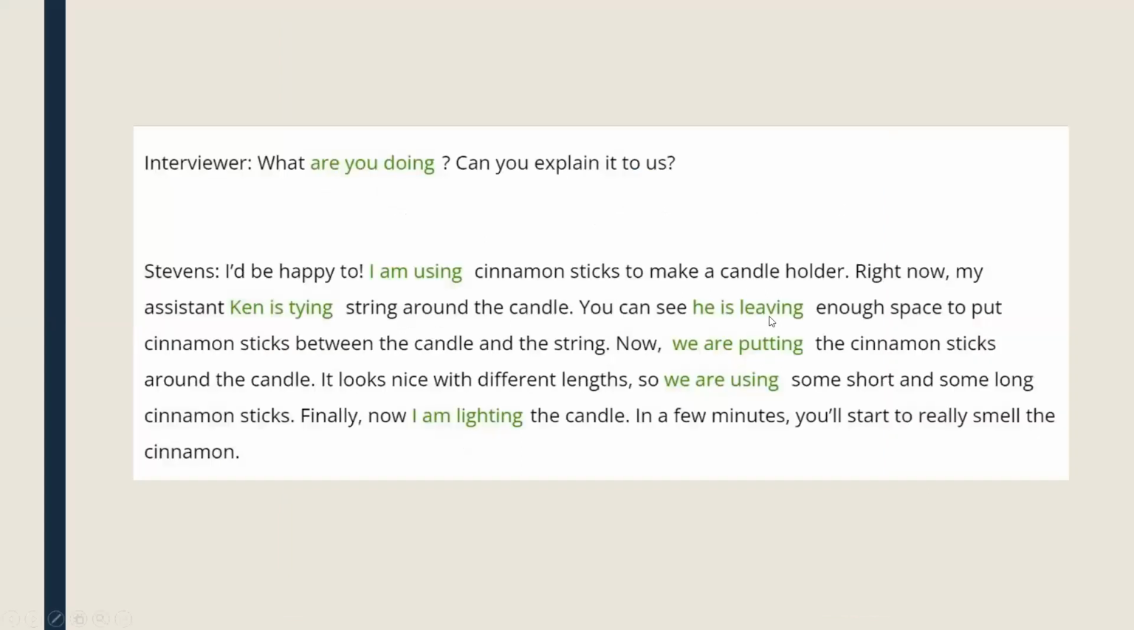Here, guys, this is what I want to focus on, okay? This is the present continuous focus of the lesson. We have a text here, and I got this from the online practice, okay? So we have, what are you doing? Can you explain it to us? So they are working on something. This lesson is that part they talk about DIY. Do you remember this when they talk about do it yourself?